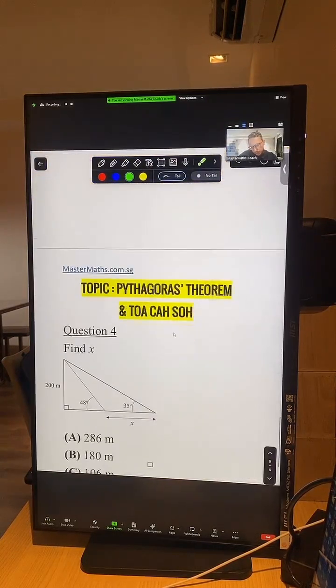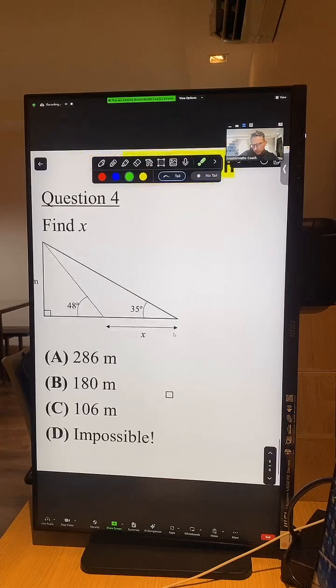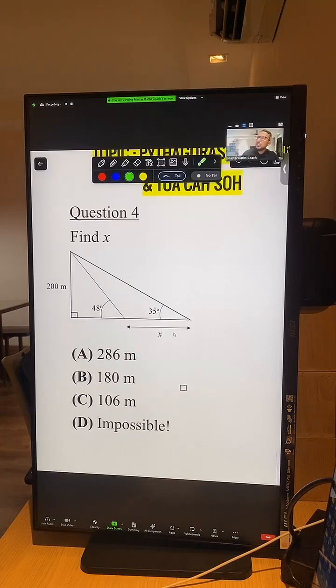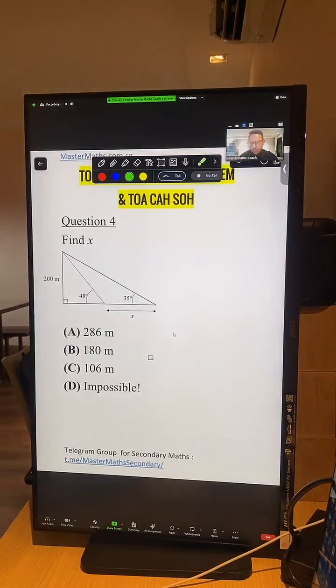Okay, question number 4. So here they want you to find x, and here we have one right angle triangle here. We also have another right angle triangle over here. Can see? So there's a bigger one and there's a smaller one inside. Okay, this one now meters, not centimeters. So this one is 200 meters. So what will this be? Okay guys, so I give you 2 minutes. Try this out on your own, and then later I will go through the working lah.